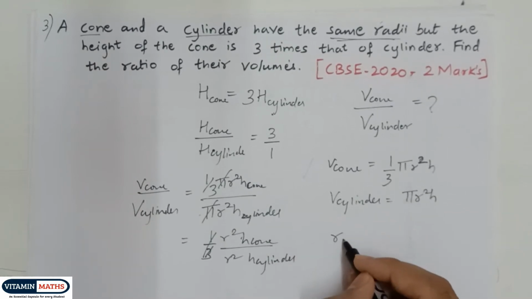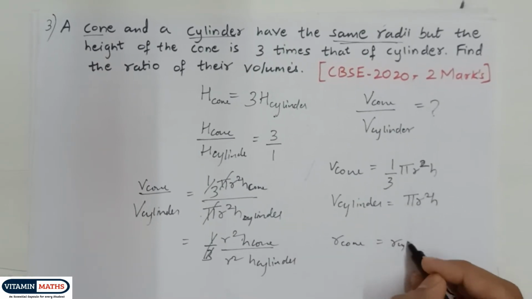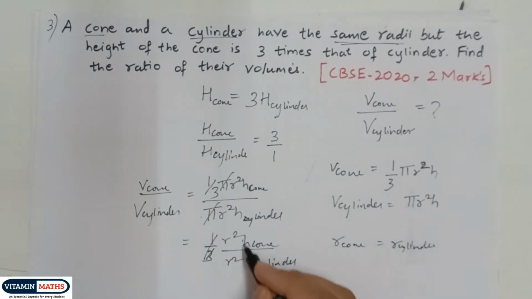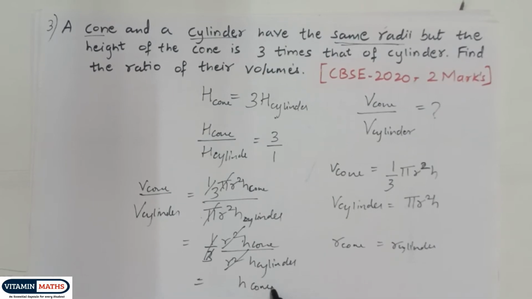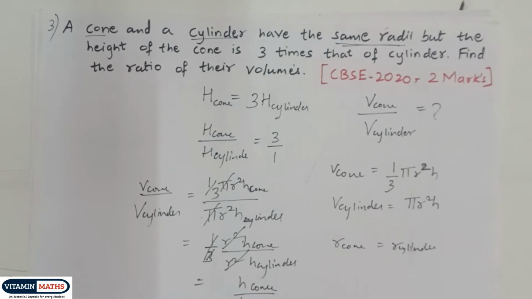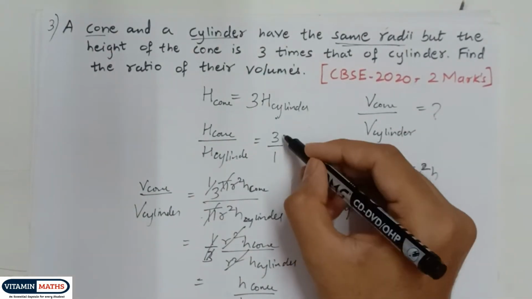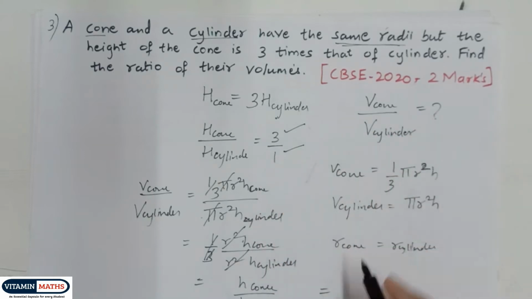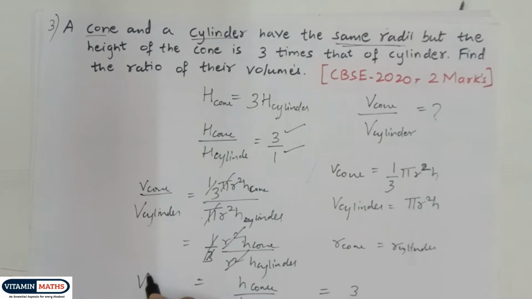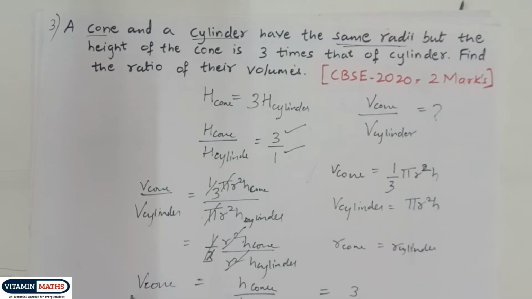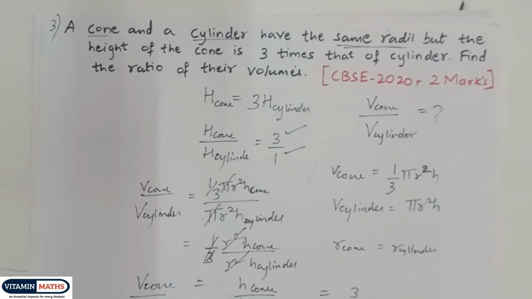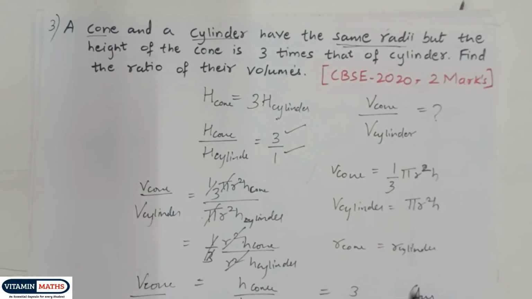See, radius of cone and radius of cylinder are equal, so we can cancel the radius also. So remaining is height of cone divided by height of cylinder. Height of cone is given as 3 and height of cylinder is 1, so this is 3 divided by 1. So volume of cone divided by volume of cylinder, the ratio is 3:1. So this is the answer.